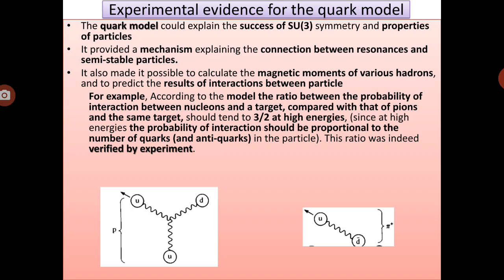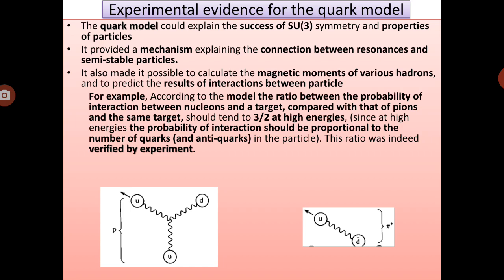Here I took an example of a nucleon as a proton. As you know, the proton has three quarks, that is UUD. Okay, it is shown here. So here you have three quarks, and in the case of a pion, it is U D bar. It has one quark and one anti-quark.